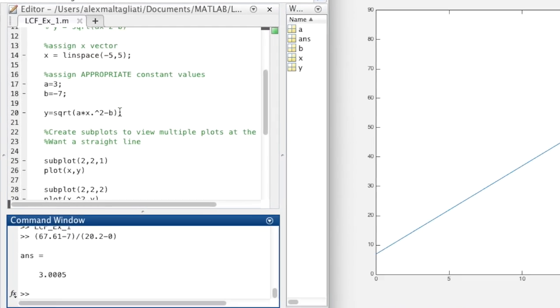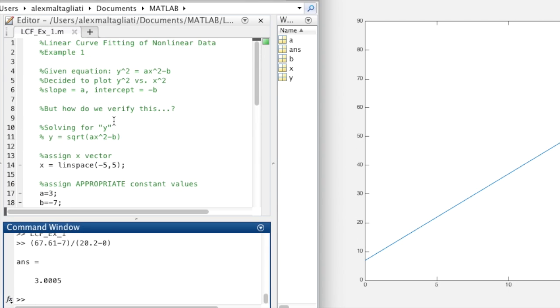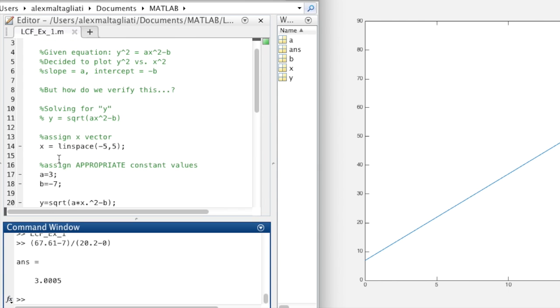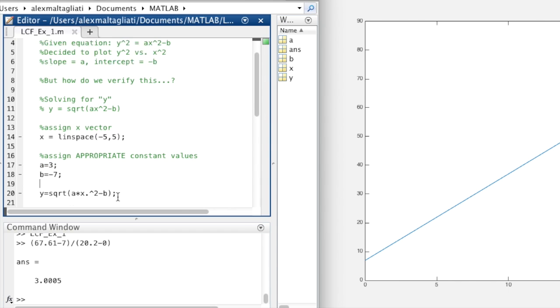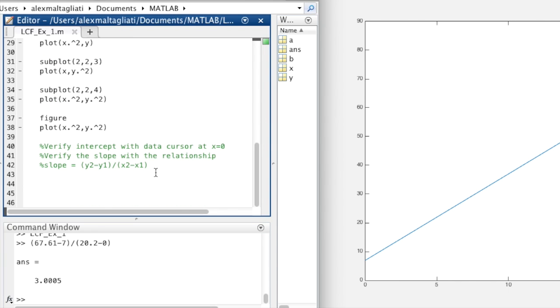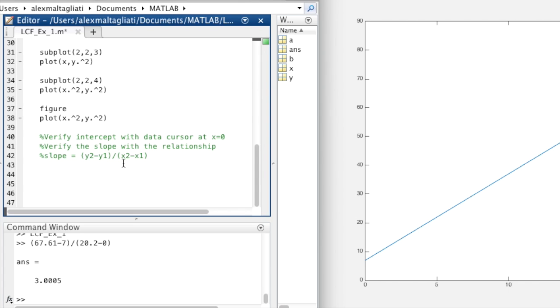Okay, and what did we say earlier? We said the slope would be a, which we assigned the value of 3. So that's awesome. We just saw that we can verify our result just by using MATLAB, and that is pretty impressive, I'd say.